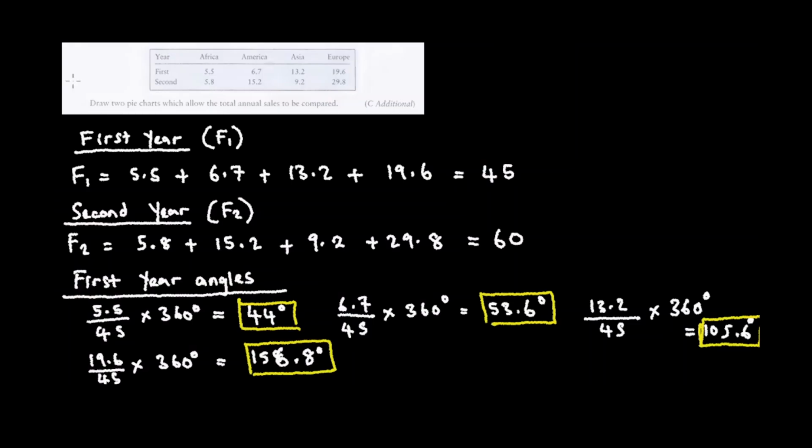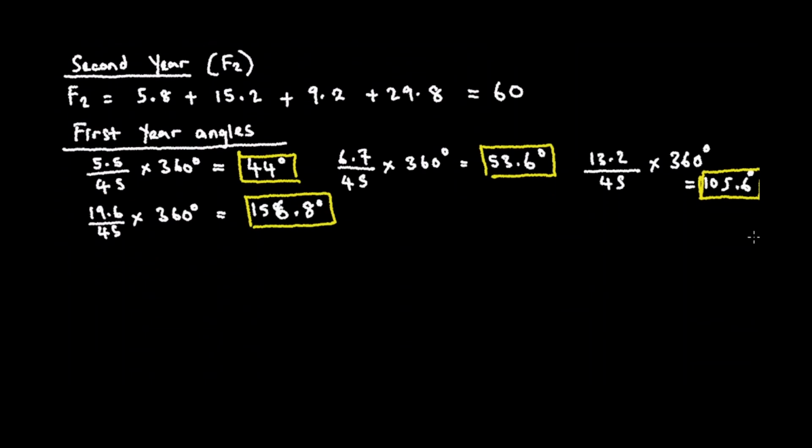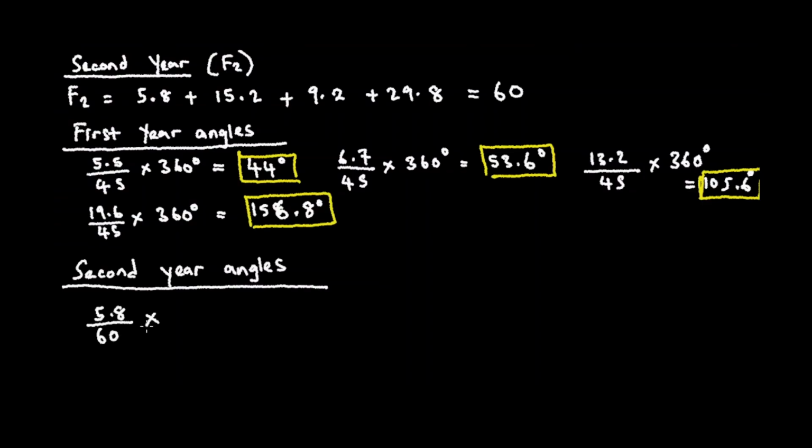Having done the first year angles, we now want to do the second year angles. So it's a lot of work, as you can see. Second year angles. For the second year angles, the principle remains the same. Africa in the second year was 5.8 over the total of 60. Multiply this by 360 degrees. In our calculator, we get 34.8 degrees.